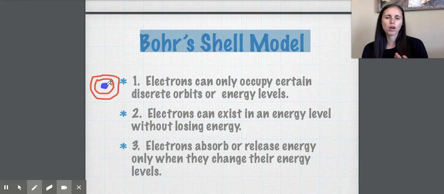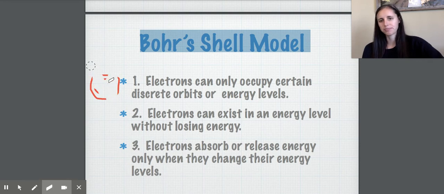Picture it almost like rungs of a ladder. When you're climbing a ladder, your foot can sit on the first rung, it can sit on the second rung, but it can't hover between the 2 rungs because there's nothing there to support it. So he said that electrons actually have to sit in these certain energy levels. They can exist there without losing energy. They can also change levels by absorbing energy. So they're able to change levels by either going up or by going down, by absorbing or by releasing energy. Let's get rid of this.